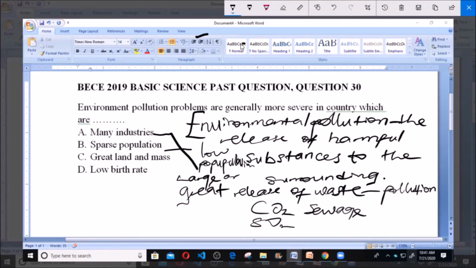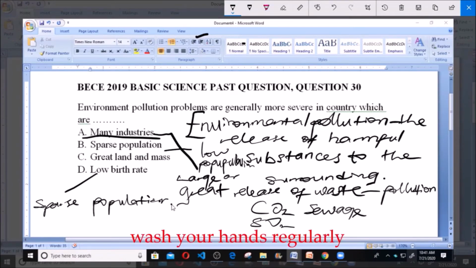Now D says low birth rates. Low birth rates will lead to sparse population, because the country will not be crowded. So the environmental pollution will be reduced. So from this you can see that our answer is A, many industries. A country with many industries will suffer more from environmental pollution. There will be severe environmental pollution in countries with many industries. So the answer is A.